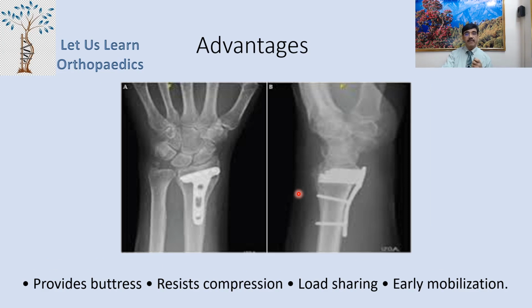The advantages of open reduction and internal fixation are that it provides a good buttress, it resists compression, it has lower load sharing, and you can always go for early mobilization after the internal fixation.